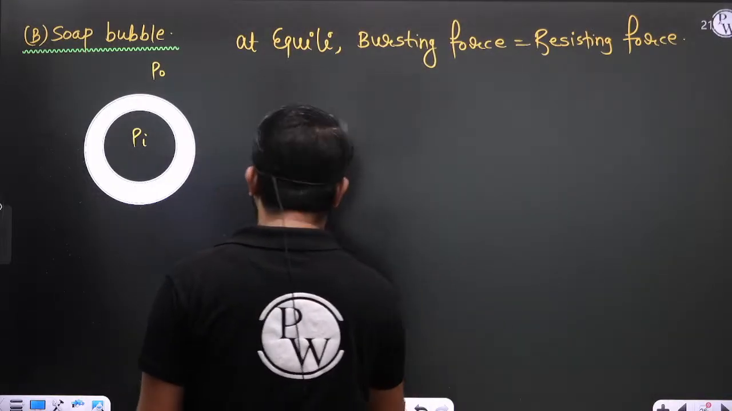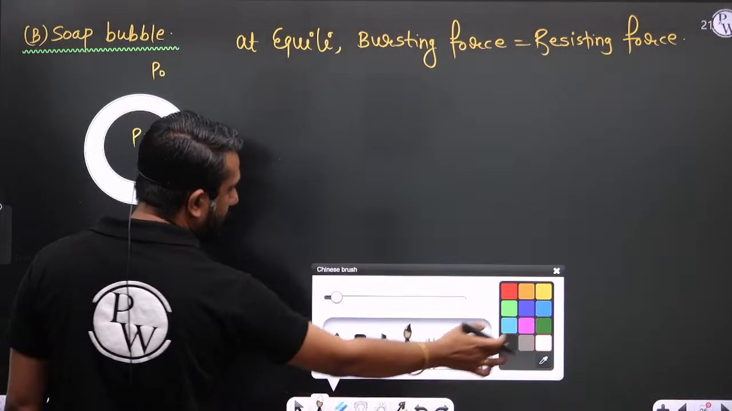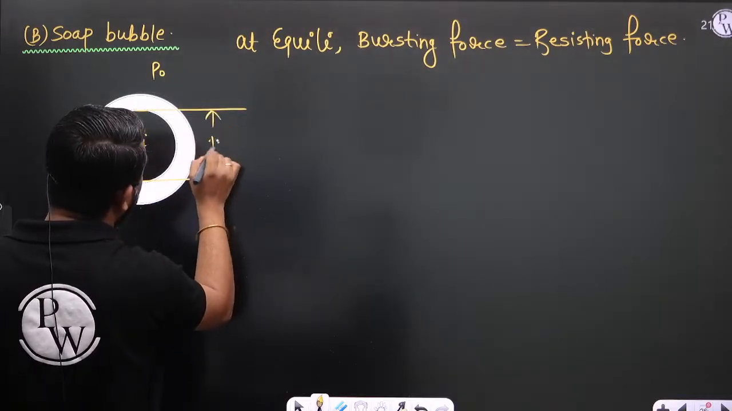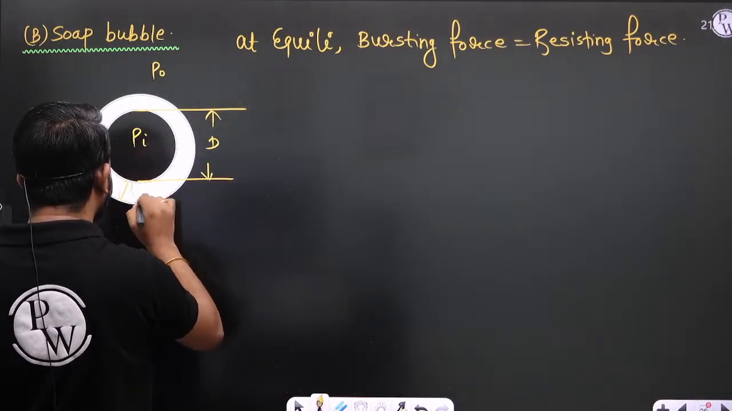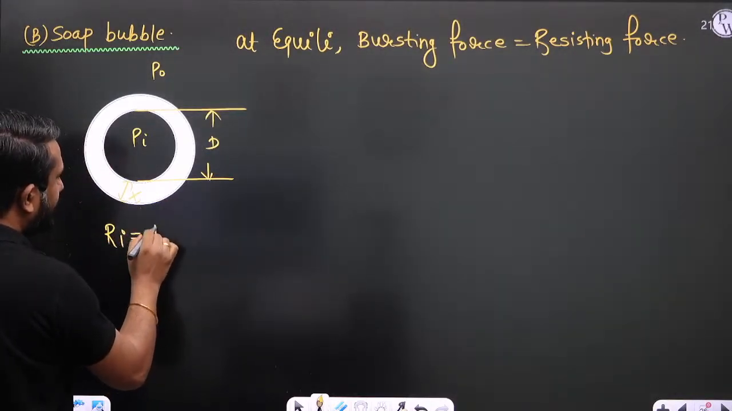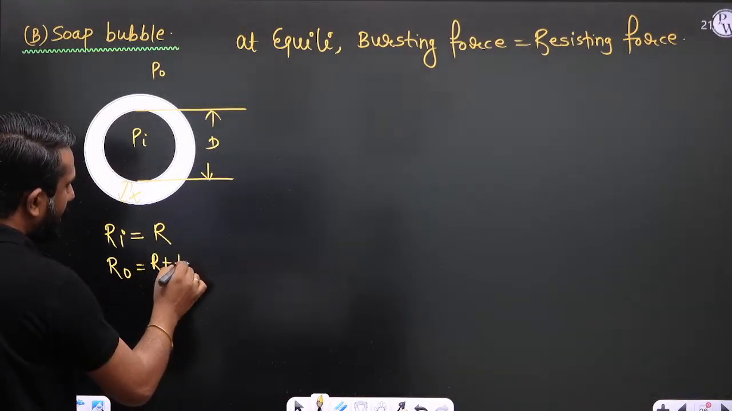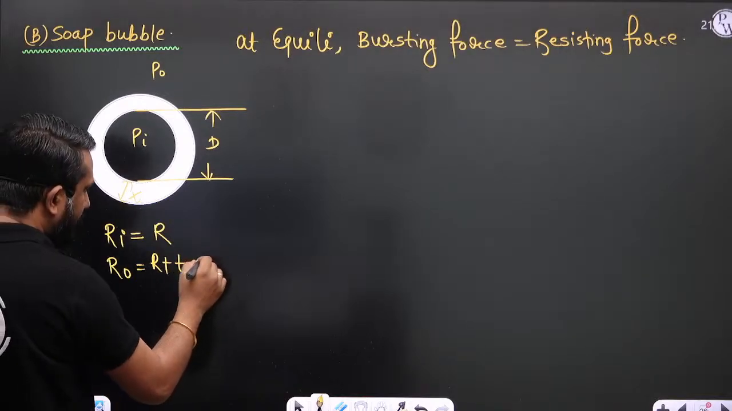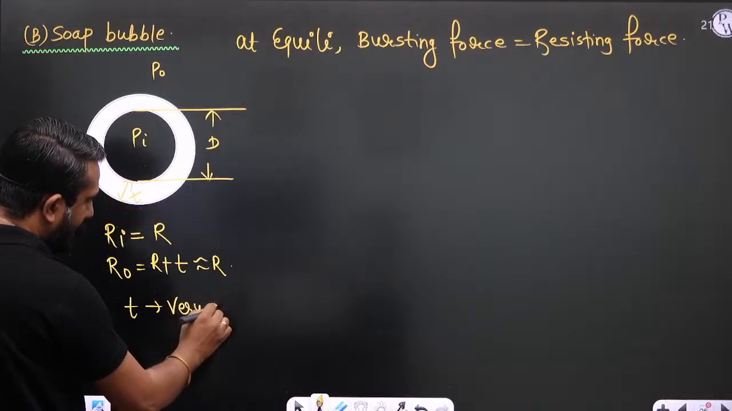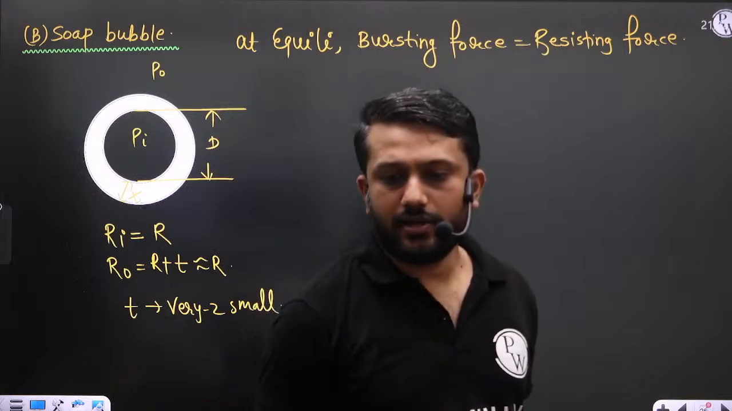Okay, fine, just 1 minute. This diameter is, let us consider, d, and this thickness is, let us consider, t. So your Ri is equal to R, whereas R naught is equal to R plus t. And we know that t is very, very small. So R plus t is approximately equal to R.